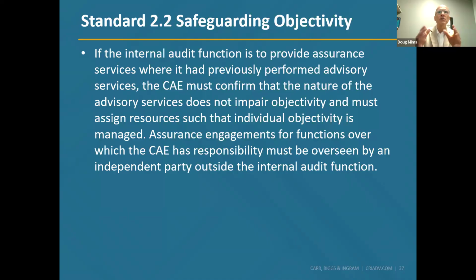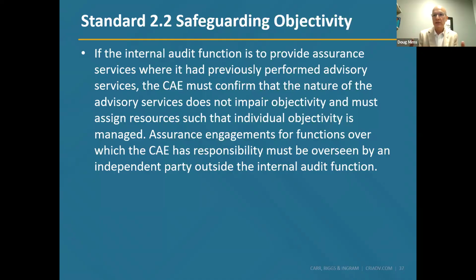Well, let me back up. The CAE must confirm that the nature of the advisory services does not impair objectivity. So the CAE is responsible for making the determination if the advisory services has impacted or might impact the assurance engagement, and they need to take steps accordingly. One obvious step would be to have a different team do the assurance engagement than did the advisory engagement. But that might not always be possible.